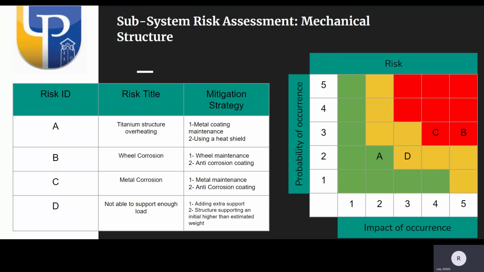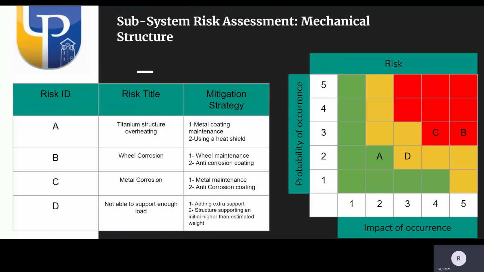But coming back to the corrosion resistance on the titanium, some of the risk, which is stuck here on Risk C, a mitigation strategy for that can be metal maintenance and anti-corrosion coating, as well as wheel corrosion can also have maintenance and anti-corrosion coating.